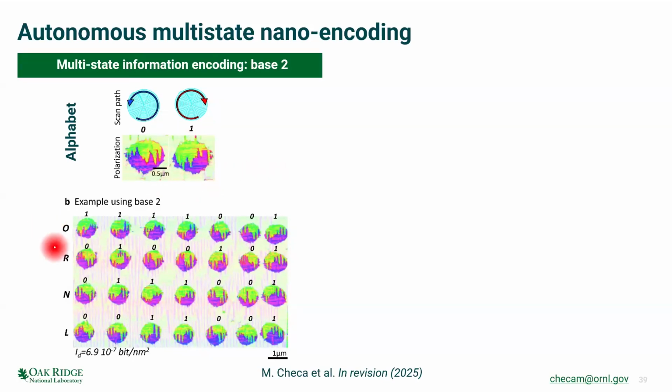And now I can start writing. In this case, I wrote ORNL, which stands for Oak Ridge National Lab, in base 2, right? Using zeros and ones, as in, these 2 closure domains going clockwise and counterclockwise. And when you do these structures 1 micron big, more or less, in diameter, this has an information density of 10 to the minus 7 bit per nanometer square.